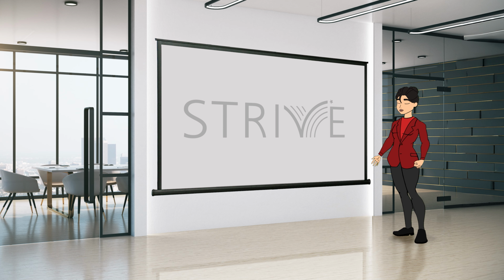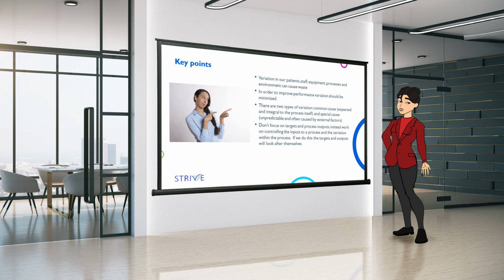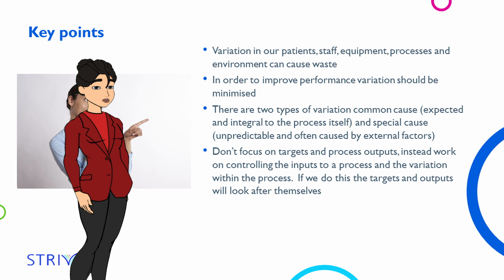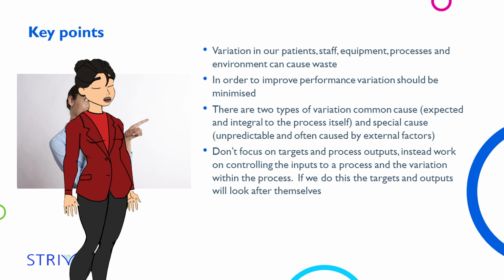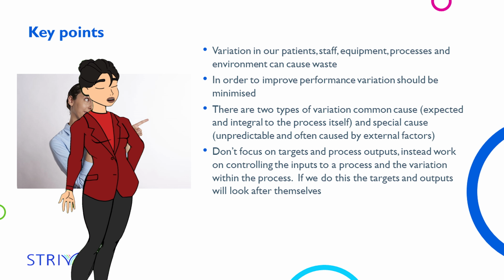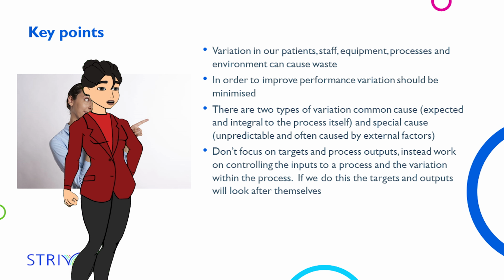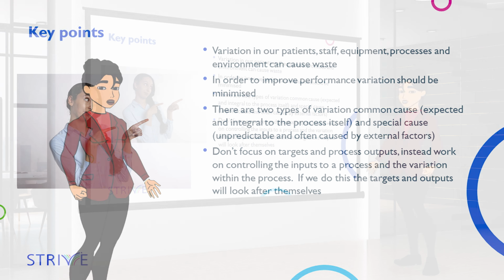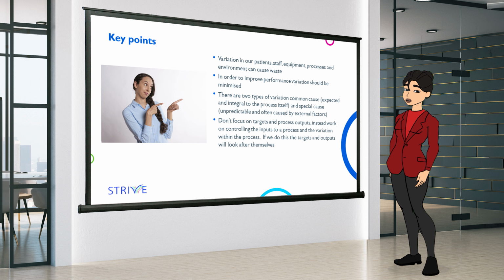To summarise, variation in our patients, staff, equipment, processes and environment can cause waste. In order to improve performance, variation should be minimised. There are 2 types of variation, common cause and special cause. And finally, don't focus on targets and process outputs. Instead, work on controlling the inputs to a process and the variation within the process. If we do this, the targets and outputs will look after themselves.